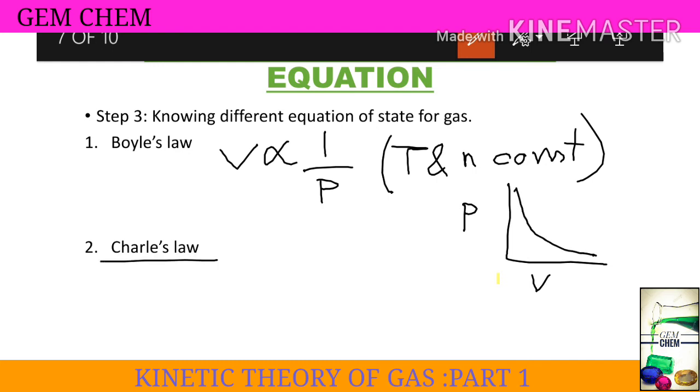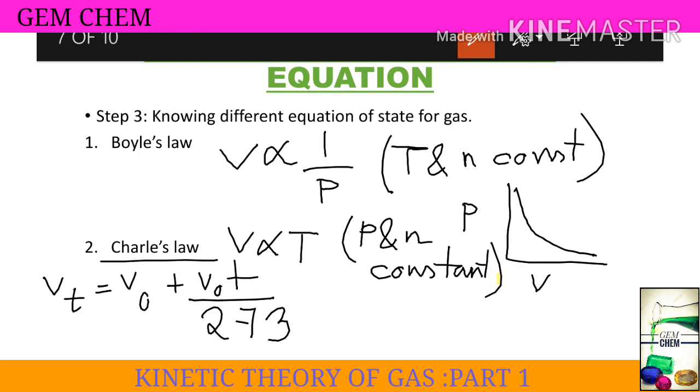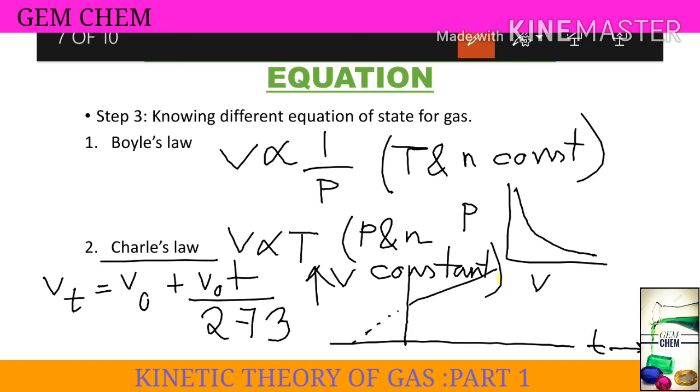Now Charles' law states that volume is directly proportional to temperature when pressure and mole fraction are constant. It is also represented as Vt equals V0 plus V0 T by 273. This is also represented by a graph. If this is the volume axis and this is the temperature axis, then it can be represented as a straight line extrapolated to the x-axis, and this point is minus 273 degrees Celsius. This intercept is known as V0.